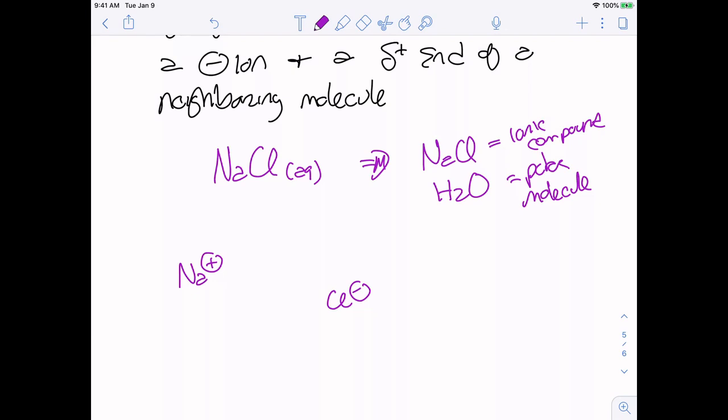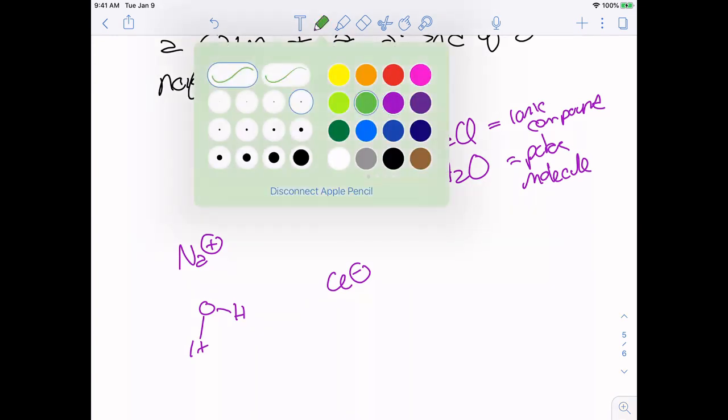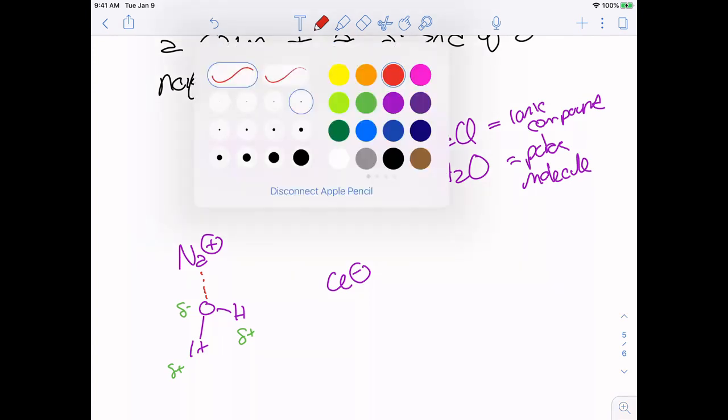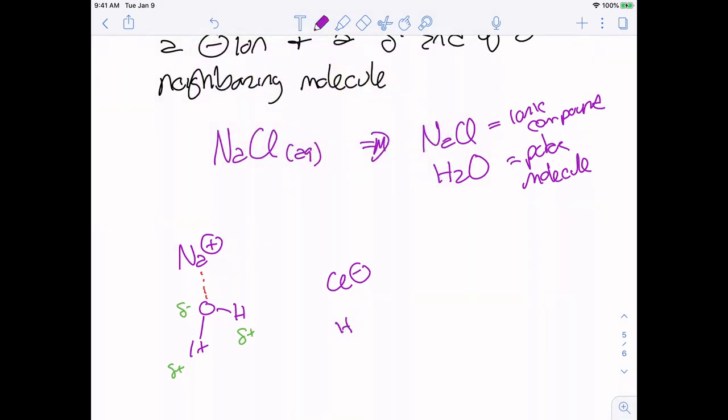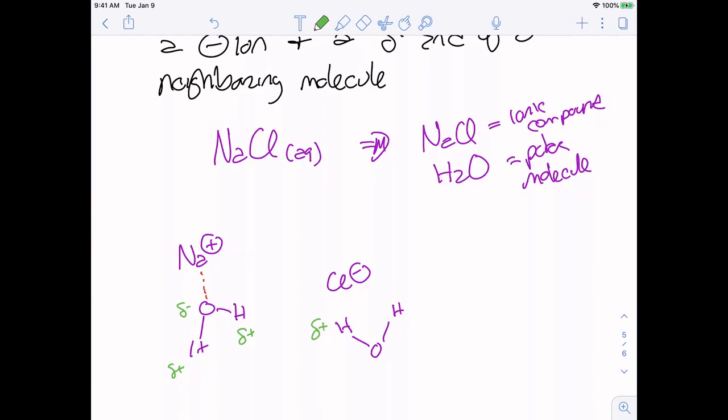We've drawn water a couple times already in this video. Oxygen's partial negative, hydrogens are partial positive. So if I was to draw some water and then put my partial charges on there, partial negatives, my partial positives, this connection between the positively charged sodium and the partial negative oxygen would be an ion dipole force. I can then draw another water over here. This time I'm going to orient it differently because I want the partial positive hydrogen to be attracted to that negatively charged chlorine. So that dotted line would represent an ion dipole force also.